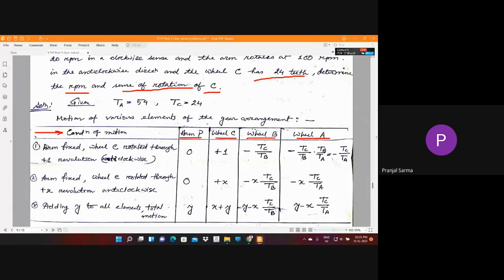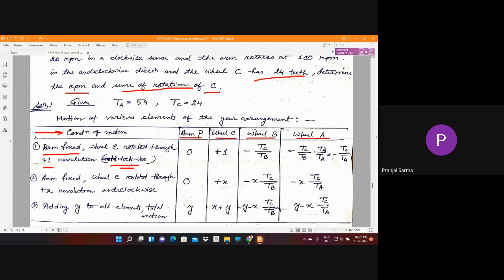First, we are considering the arm to be fixed, and C is rotated through +1 revolution. We are considering the anti-clockwise direction to be the positive sense. So all anti-clockwise movements will be considered positive, and if there is a clockwise movement, we have to consider it as negative. This plus or minus just gives you the sense of rotation.